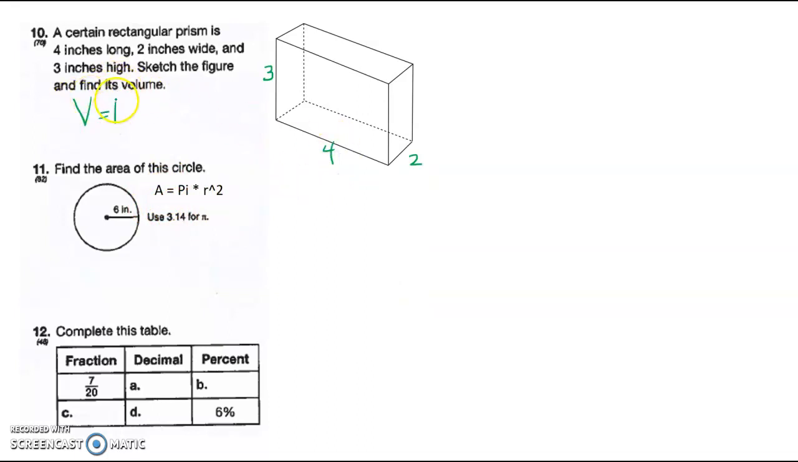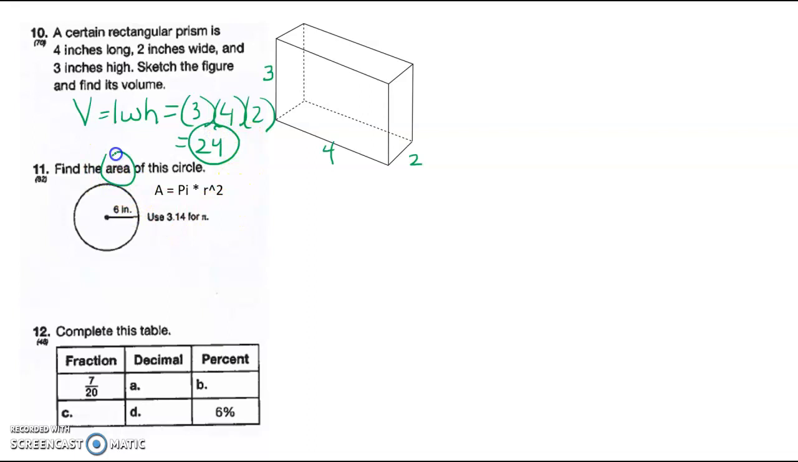So the volume formula should be in the back of your spiral, and it's length times width times height, which is 3 times 4 times 2. 3 times 4 is 12, times 2 is 24, and that's your answer.